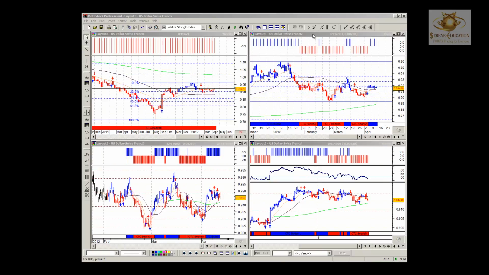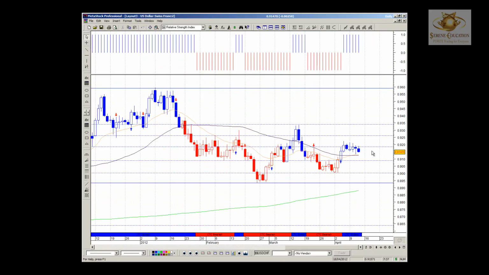Next up is Swiss franc. Let's have a look at the daily. Okay, you can see that the 920 here is giving us a lot of resistance, a lot of consolidation, as we've seen on the euro and the sterling. We've seen the same effect on the US dollar Swiss franc.